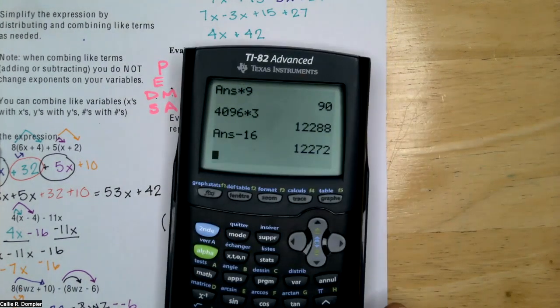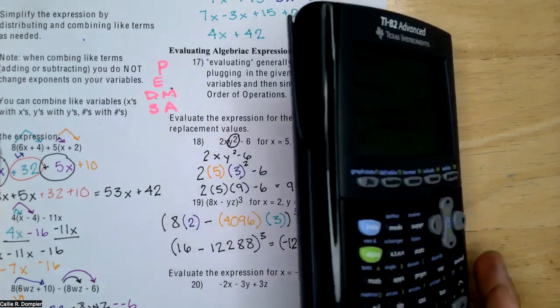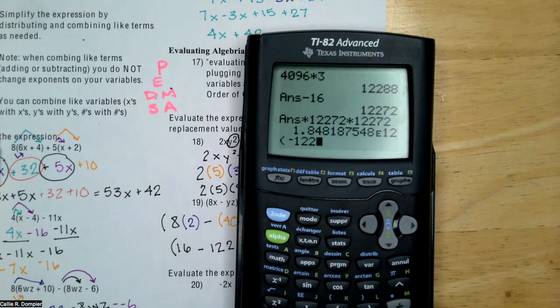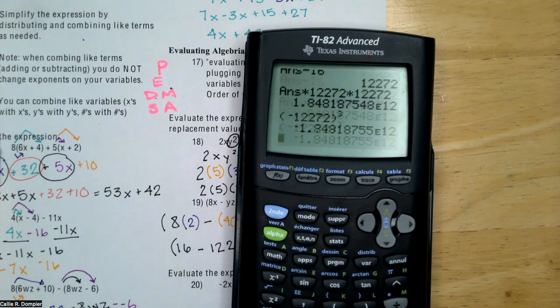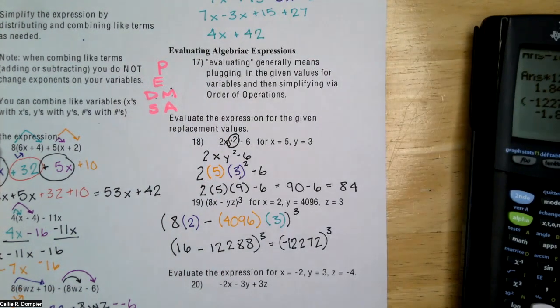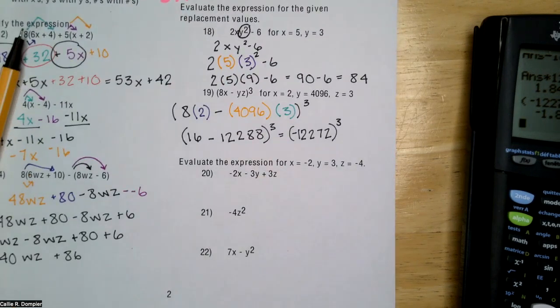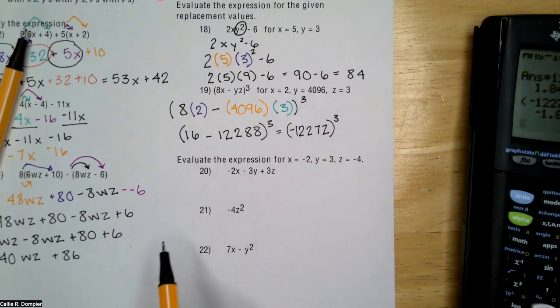So on your calculator, you can just say times 12,272. Or you can say to the third power. Oh, sorry, because it was negative. Negative 12,272 to the third power. You get a number in scientific notation. So it's a very big number. Okay. I wonder if that was a mistake. Anyway, just like to put such a big number there.